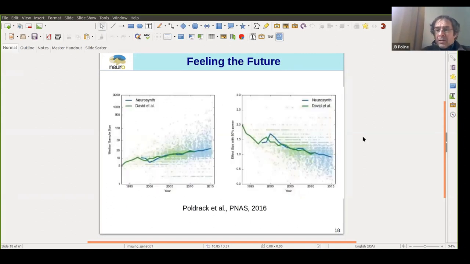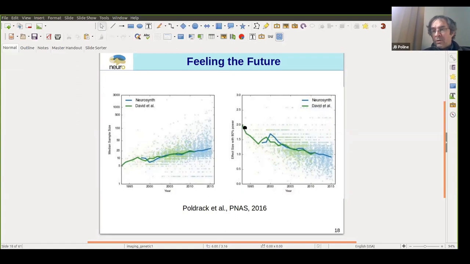More recently, there's a very nice paper by Ross Podrak and others showing, across the years, the median sample size of neuroimaging studies. In 2010, the median sample size was about 20 participants in a study, with a lot of standard deviation, of course, but that's the median. And in 2015, it was more like 22, 23 or something.